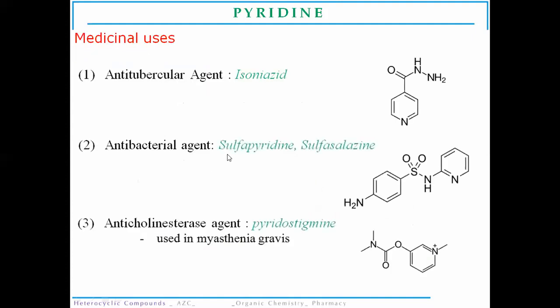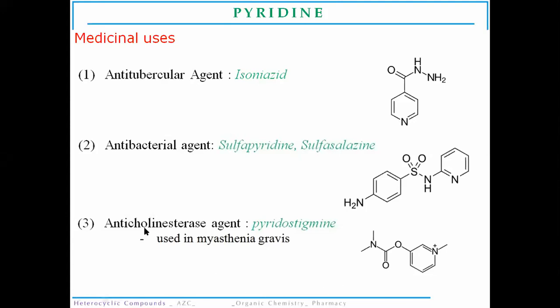Now, some of the medicinal uses of the pyridine molecule. It is used as an anti-tubercular agent, that is isoniazid. So the pyridine molecule is present in the anti-tubercular agent isoniazid. It is also present as an antibacterial agent in sulfapyridine and sulfasalazine. So the structure is present in antibacterial agents, for example, sulfapyridine and sulfasalazine.